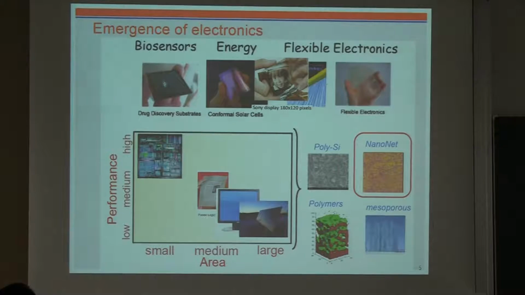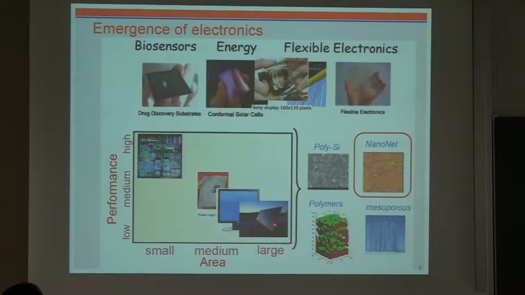If you look at the other emerging electronics, we can divide in terms of area versus performance. For example, a CPU is very tiny, 1 centimeter by 1 centimeter, and it requires very high performance. A modern CPU has about 2.3 billion transistors. If one transistor fails, so does the IC. So it requires very rigorous treatment in terms of device fabrication.